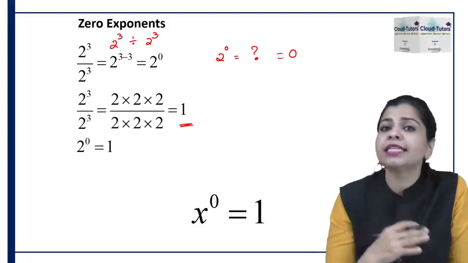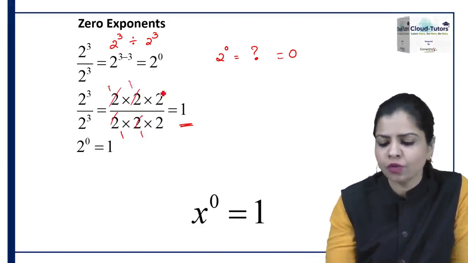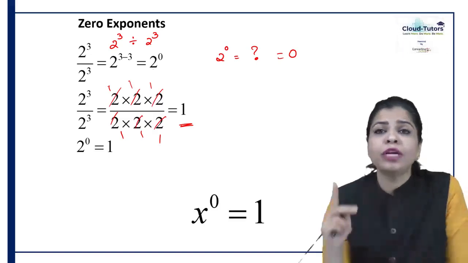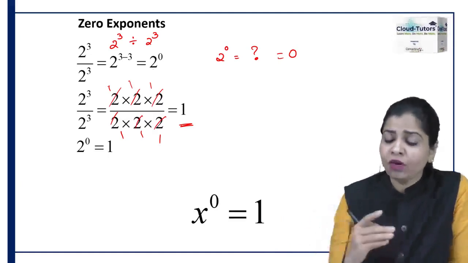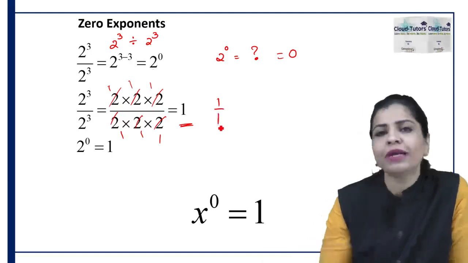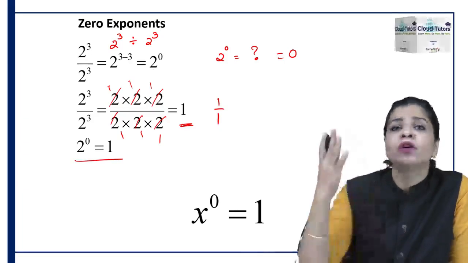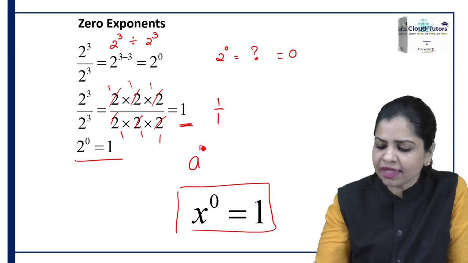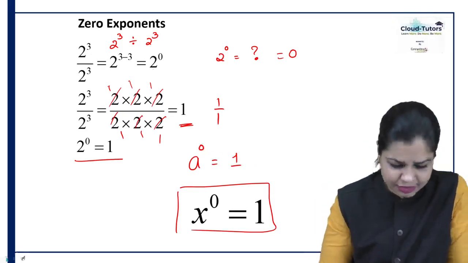To understand that, let's expand. When I'm expanding, 2 ones are 2, repeated six times in the numerator and the denominator. Now you multiply all this. 1 into 1 is 1, 1 into 1, 1. In the denominator, 1 into 1, 1. Basically, you will get 1 by 1, and 1 by 1 is nothing but 1. So anything to the power of 0 is 1 only. Okay, moving to the next.